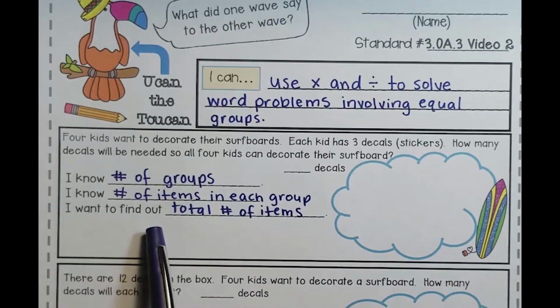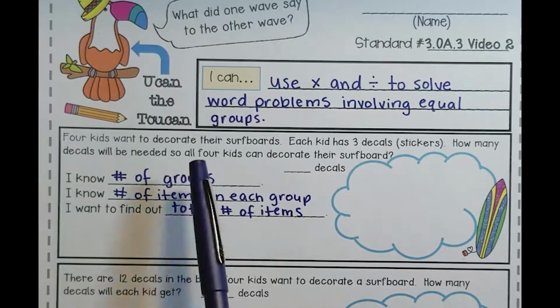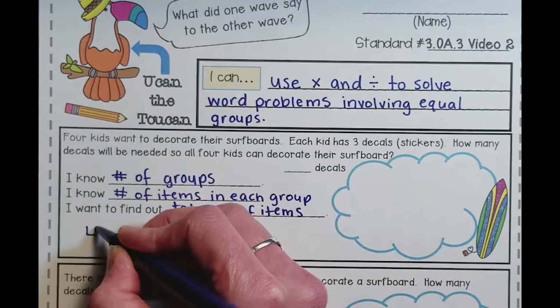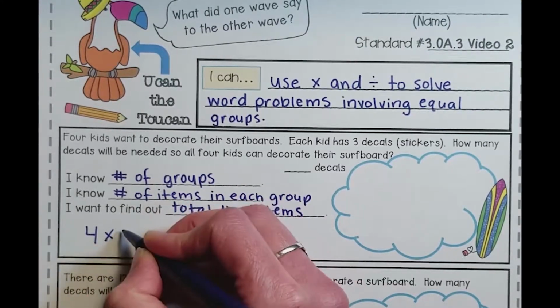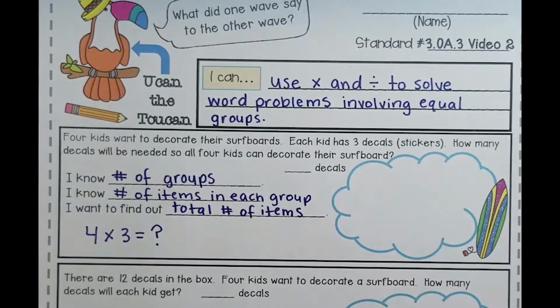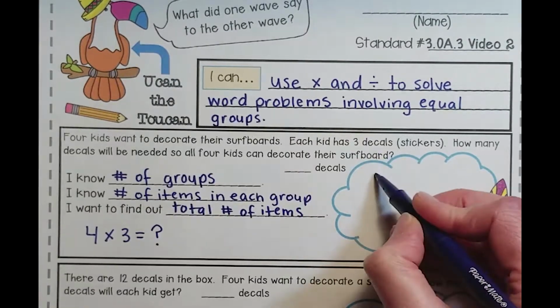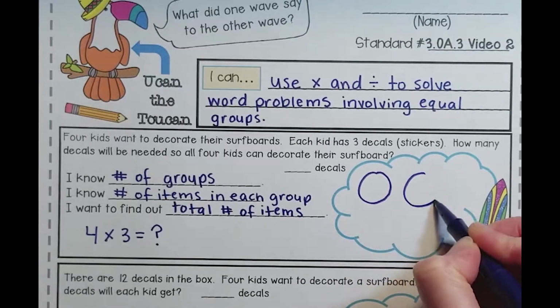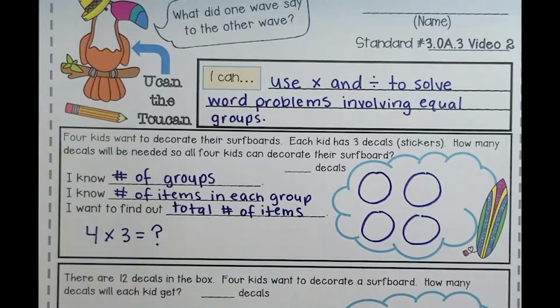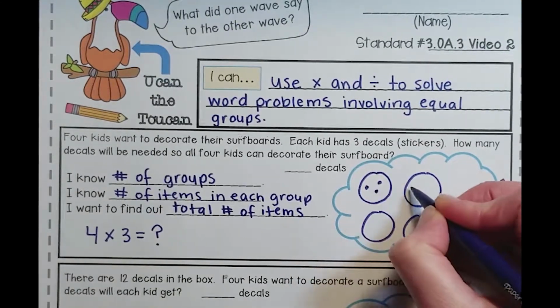When you don't know the total number of items, but you know the number of groups and the number of items in each group, you know this has to be a multiplication problem. So your equation might look something like this: 4 groups of 3 equals that something you don't know, that total number of items you're not sure about yet. You could draw a picture. Did your picture look like this? 4 groups, 4 kids. Each kid had 3 decals.